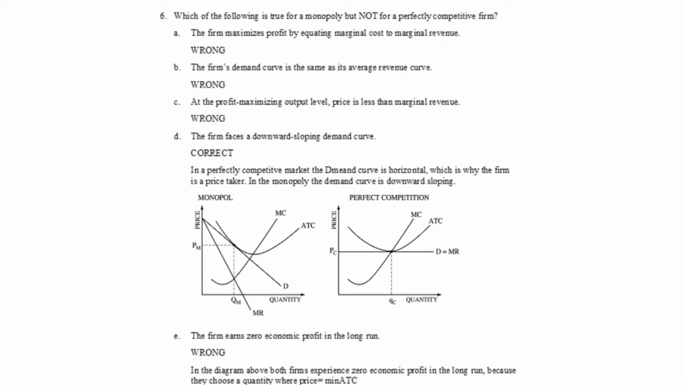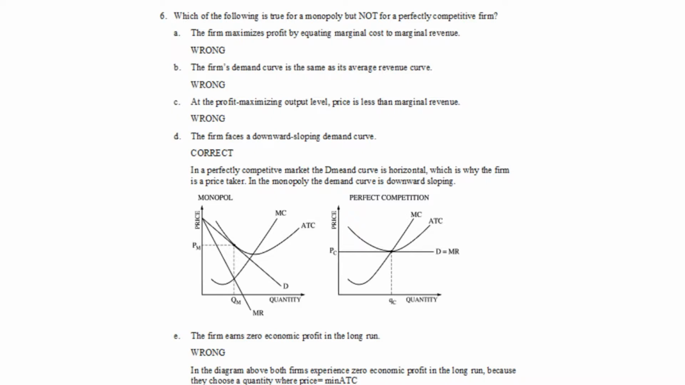Okay, so which of the following is true for a monopoly but not a perfectly competitive firm? A, the firm maximizes profit by equating marginal costs to marginal revenue. This is wrong because both firms will maximize profit by setting marginal costs equal to marginal revenue.